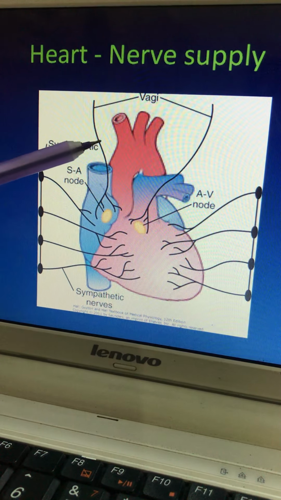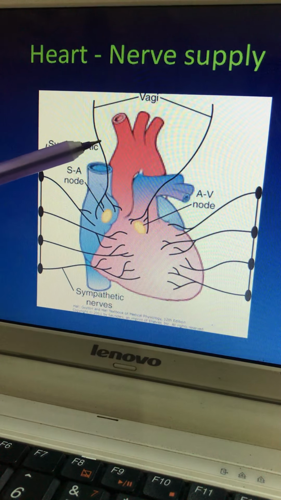Now, what are the factors which affect heart rate? These are age, gender, body temperature, drugs, diseases, emotion, exercise, metabolic rate, respiration, and intracranial pressure. Now, emotion. What are the emotions? These are excitement, anger, anxiety, and grief.